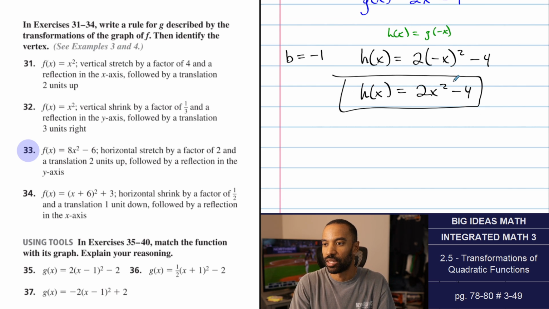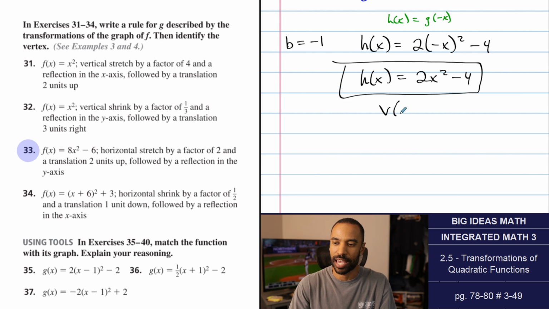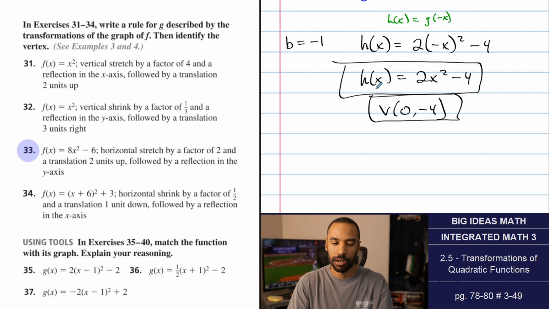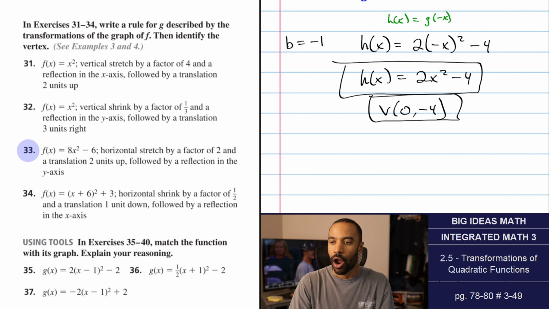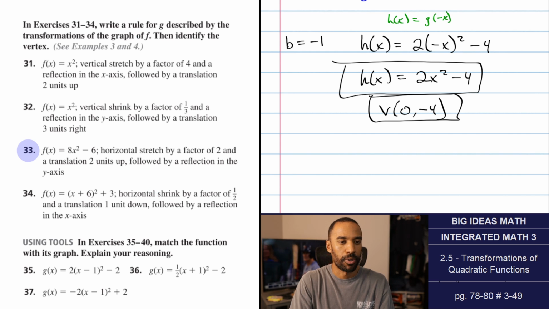Yeah, there it is. Okay. Vertex. The vertex is at (0, -4). And I'm feeling very confident in my answer with all that in mind. Okay. All right, let's go to number, oh, something popped up. Let's go to number 34.